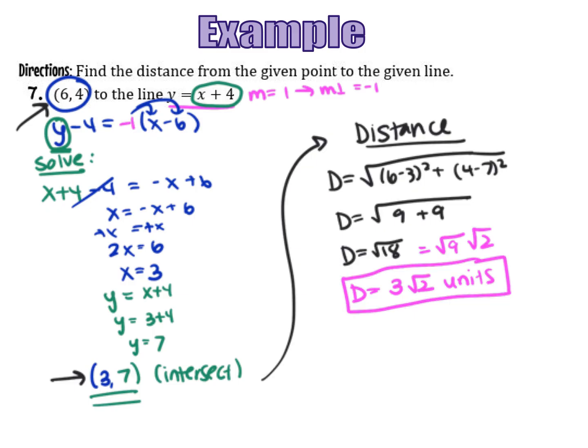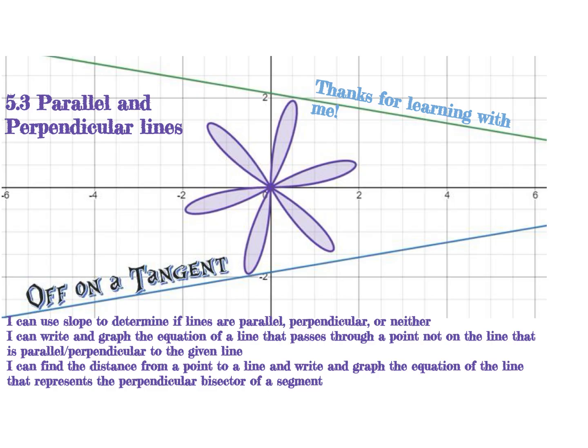All right, let's go ahead and wrap up this video. All right, in 5.3, we tied a bunch of things together and we extended it to a new concept. We talked about the slopes of parallel and perpendicular lines and writing those equations. And we did that so that we could find the length of the segment bisector, or of the perpendicular bisector of a segment. Go ahead and write down any questions you have, and I look forward to supporting you on this.